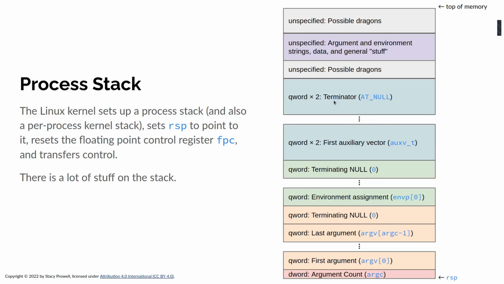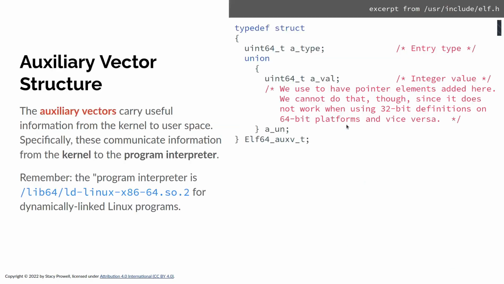Auxiliary vectors are kind of interesting. We know what argc is. We know what argv is. We know what the environment is. What's this stuff up here? Well, that's how the kernel communicates with something like the program interpreter. And they have a structure that looks like this in the 64-bit world.